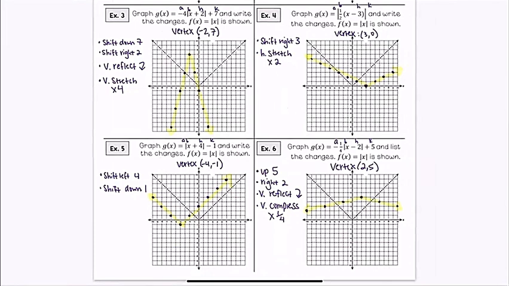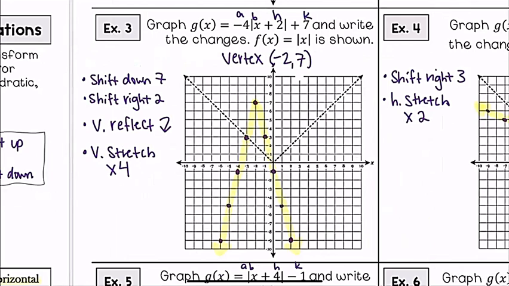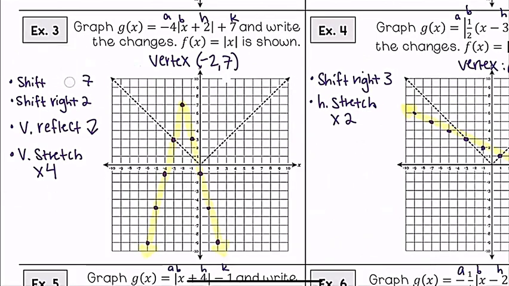So for number 3, we could see H and K change, so that means we shifted down 7. Oh, sorry. We shifted up 7, not down 7. There we go. Okay, so we shifted up 7 to the right 2. So that was here. That's how we got to that dot. We flipped over. You can see we flipped over the x-axis.